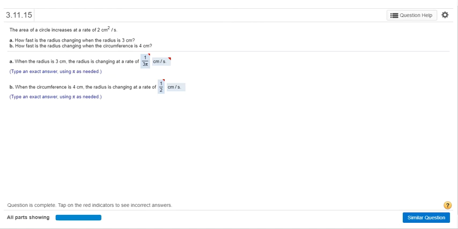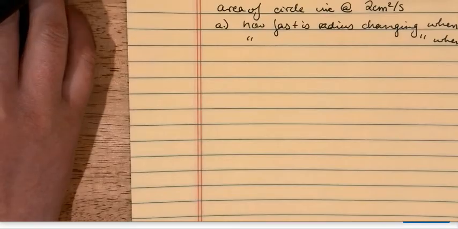Taking a look at one of the questions from section 3.11's homework, it is talking about a circle that has an area increasing at a rate of 2 centimeters per second squared, and we want to know how fast the radius is changing when the radius is 3 centimeters.